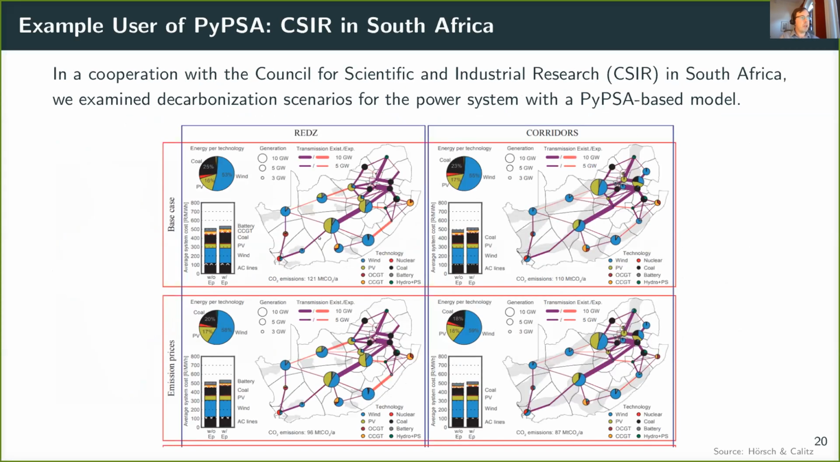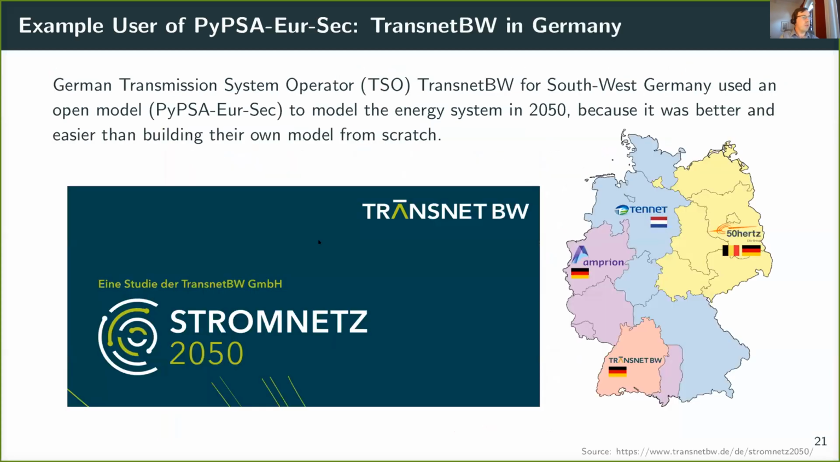Another example, we partnered with the Council for Scientific and Industrial Research in South Africa. They're looking at different alternatives for decarbonization in the system, with a particular focus on the grid again. There are also commercial users, and I think this is a sign of the growing credibility of the open source software, that you have companies coming in and taking some of these models for their own research.